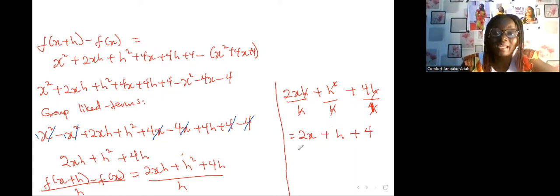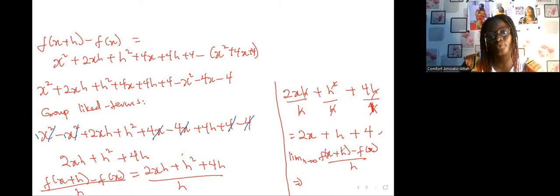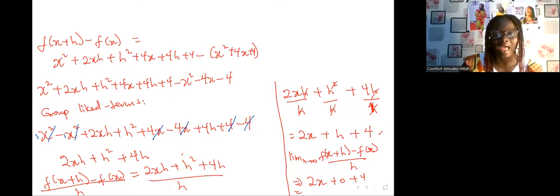And so we now come to the last step. That is the limit when h approaches 0. So this means that wherever you see h, put 0 over there. That's all. Wherever you see h, put 0 over there. So from the third step, we have some h here. So this is going to give us 2x plus 0 plus 4. So therefore, we are having our final answer as 2x plus 4. So simple. So there are 4 steps.